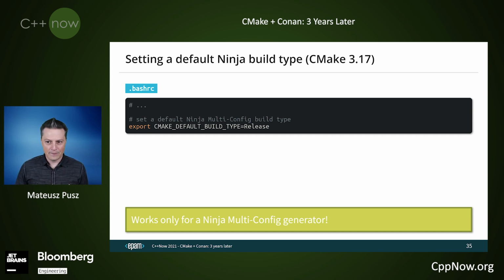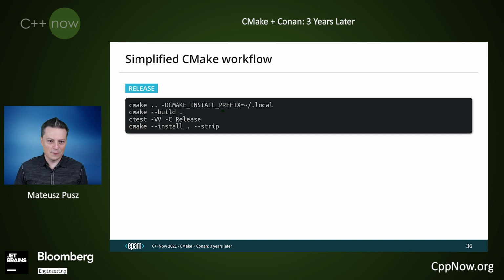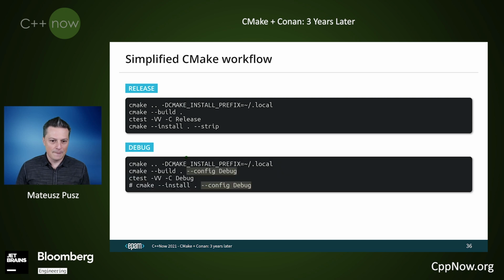But if you set those two, then your workflow may look as follows. You don't have to care about generator here because it will be Ninja multi-config by default. You don't have to provide configs here because it will be release by default. But you have to specify it in CTest, at least I think so. That CTest may not benefit from this setting. But I may be wrong. And only if you want to make a debug build, then you have to specify configs debug because it will be different from the default specified in the bashrc or whatever in your environment variables.